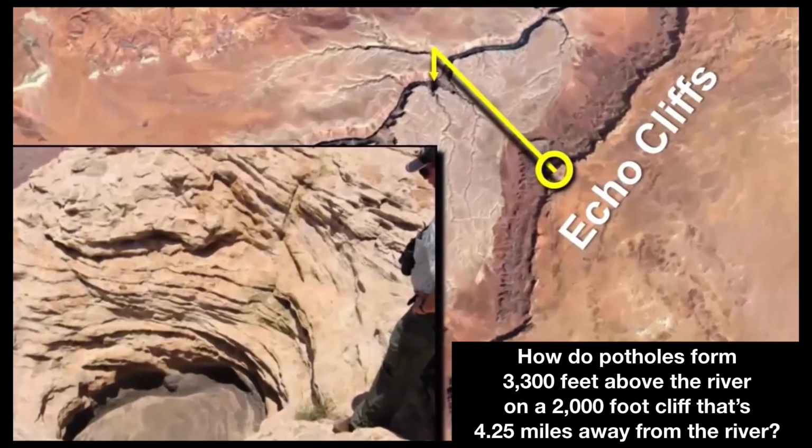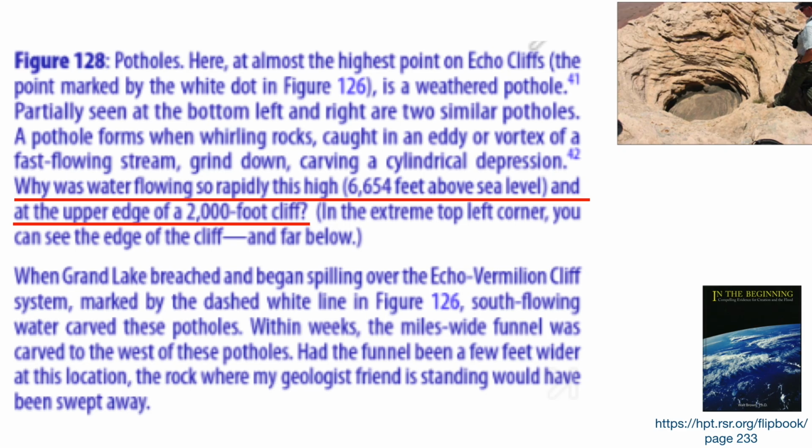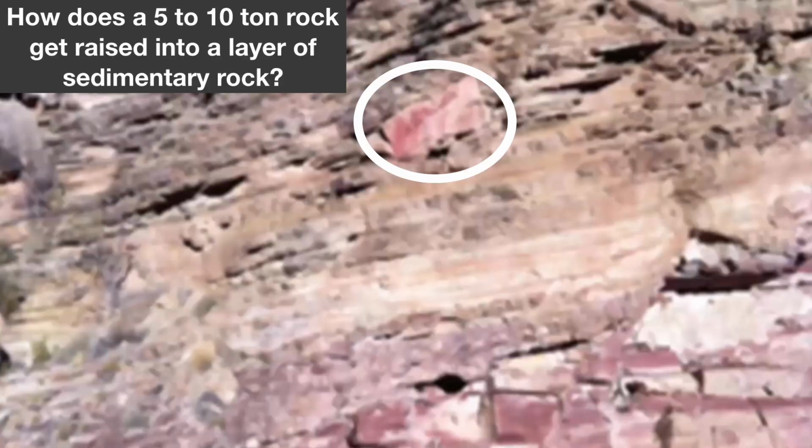Okay, and how do potholes form 3,300 feet above the river on a 2,000-foot cliff that's 4 miles away from the river? This is on one of those big cliffs, on Echo Cliffs by the funnel. And Walt Brown says, why was water flowing so rapidly this high, 6,600 feet above sea level, and at the upper edge of a 2,000-foot cliff? That's a tough one. They didn't tell us about that when I was at the Grand Canyon. And they certainly didn't tell me about this rock.